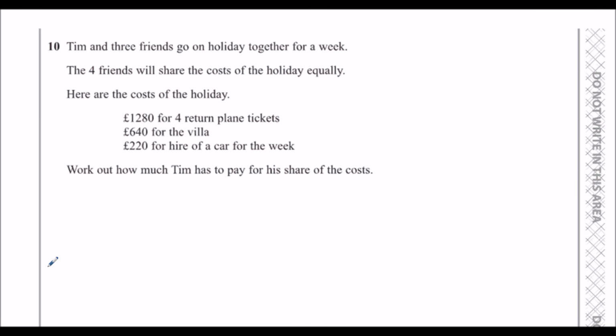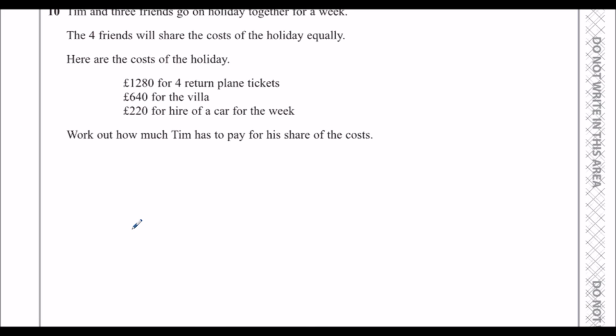Question 10. Tim and 3 friends go on holiday for a week. The 4 friends, so Tim and his friends, will share the costs equally. Here are the costs. So we've got 4 plane tickets, a villa, and a car hire. Work out how much Tim pays for his share. So, well, I guess there's 2 ways of doing it. We can either divide them all by 4 and then add them up, or add them all up and then divide by 4. Doesn't make a difference to us. So let's add up the total cost first, and then we'll divide by 4.